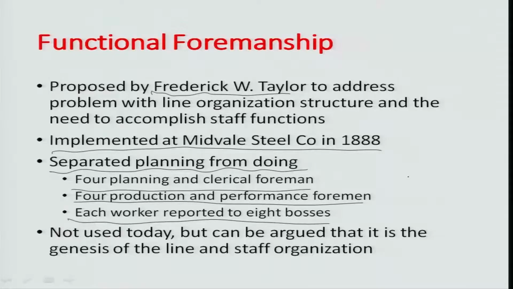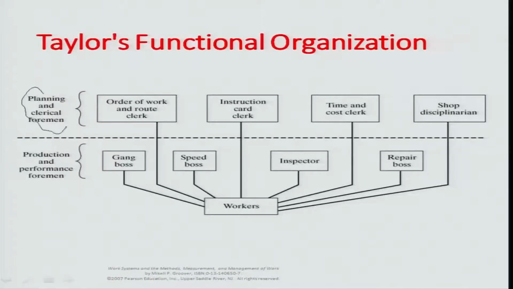Now, these kinds of organizational structures are seldom used today. They can in fact not be used today, and it can be argued that you can suffice this through the line and staff organizational structure which has been proposed later. So, typically this is how the plot looks. You have a planning and clerical domain of work, and then you have a production and performance domain of work, and there are foremen typically in all these different domains.